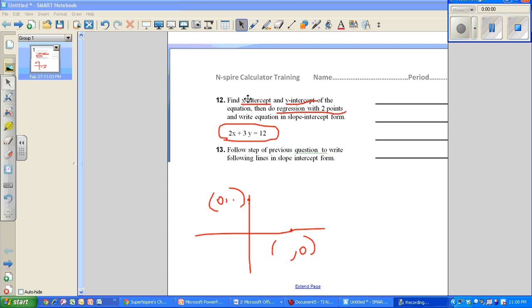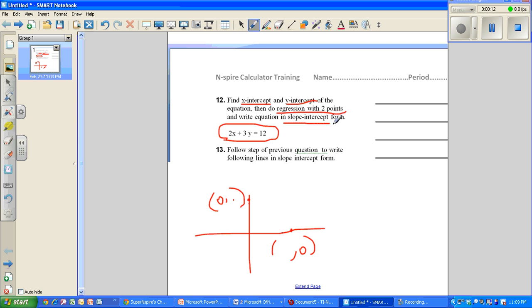You guys, how to find an equation of a line, changing from standard form to slope-intercept form. To do that, we want the x-intercept and the y-intercept, and then we're going to run a regression with the two points to find the slope-intercept form. And the equation is 2x plus 3y is 12.